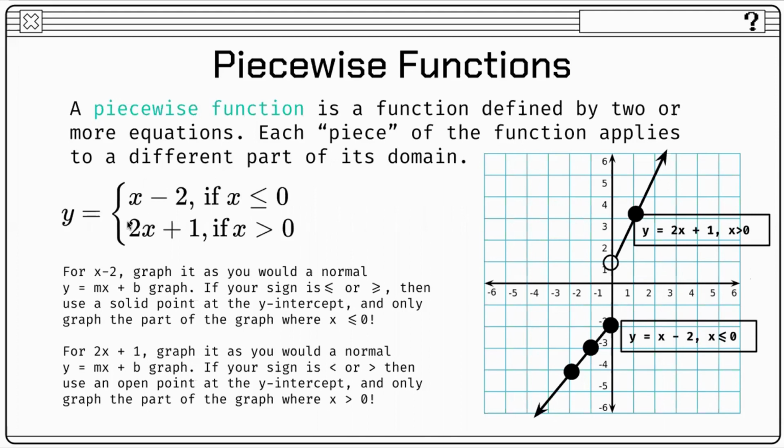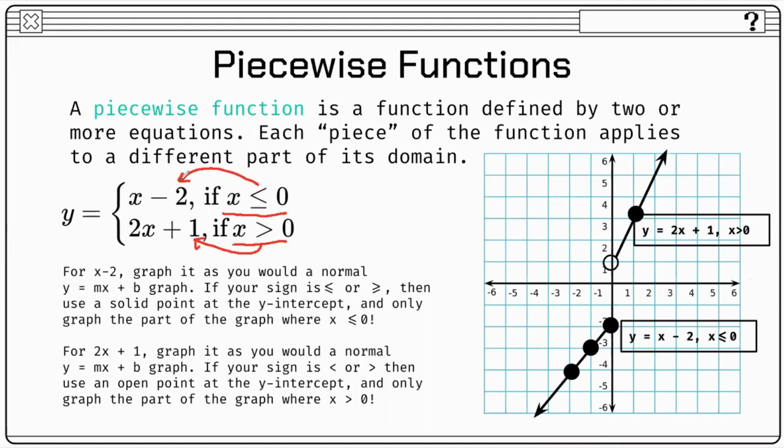As shown here, this is an example of a piecewise function, and you'll see that we have two linear equations, y equals x minus 2, and also y equals 2x plus 1. Each piece of the function applies to a different part of its domain. So you also have two different domains, x is less than or equal to 0, and x is greater than 0. So you're going to use these domains to graph each piece of your piecewise function.